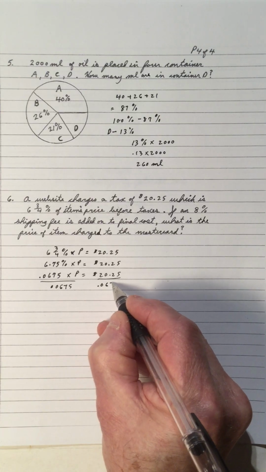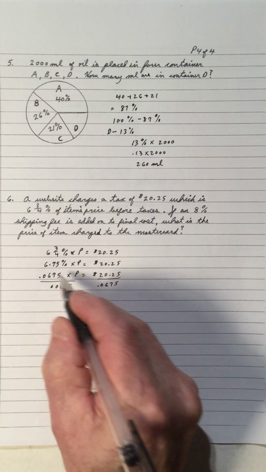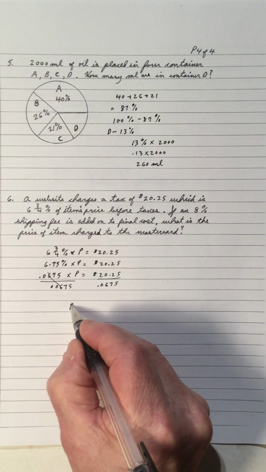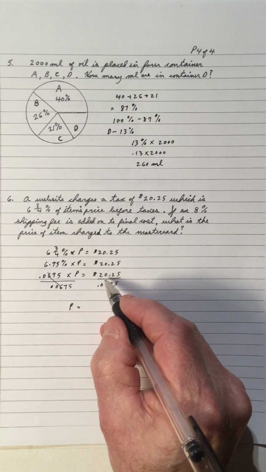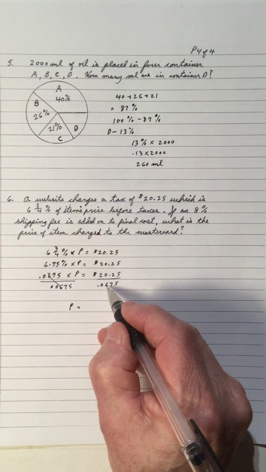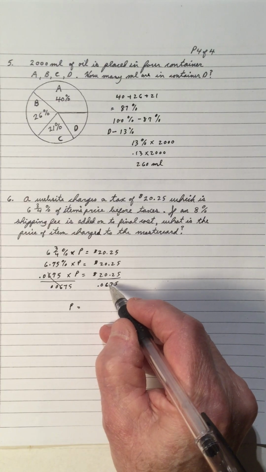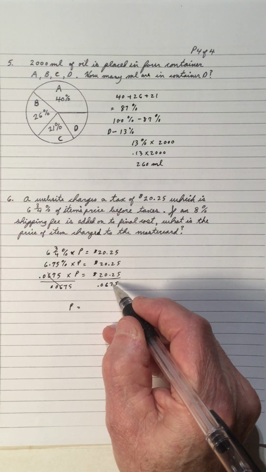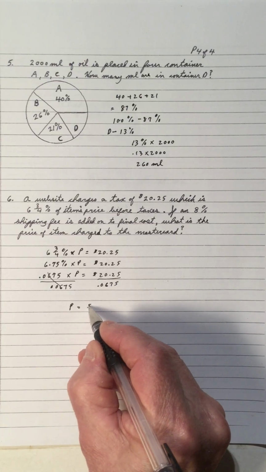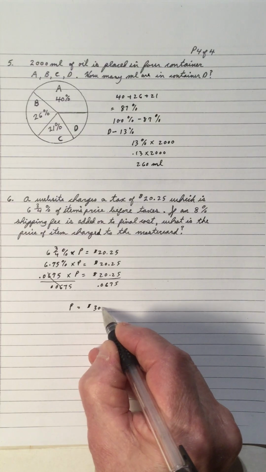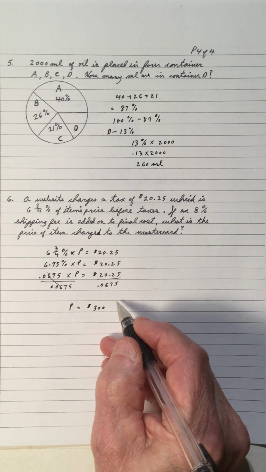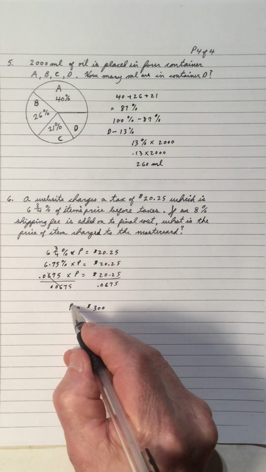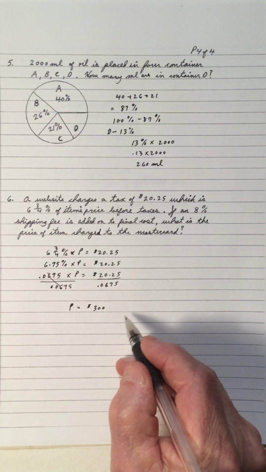So we'll do that, that cancels out. So P is $20.25 divided by decimal 0.0675. And if you do that division, you will get 300, which is $300. So the cost of the item was $300.